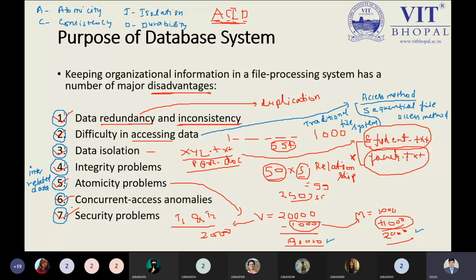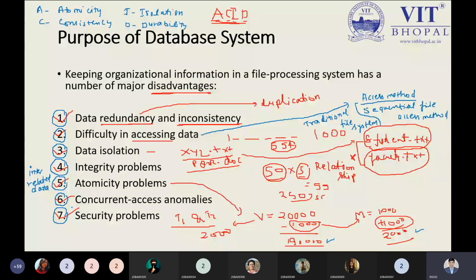So we have security problems, concurrent access anomalies, which means issues, atomicity problems, integrity problems, data isolation, difficulty in accessing data, and data redundancy and data inconsistency in our traditional file system. These are the various disadvantages, and by understanding these disadvantages we understand the advantages of the database. So why is a database system required? We have seen all the details. These are the 7 points we have to understand in the purpose of the database system.